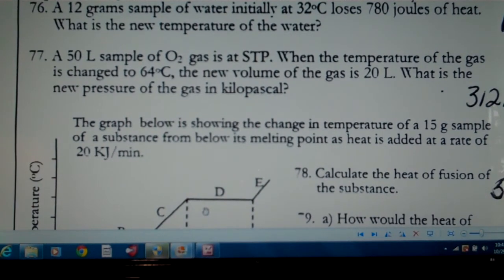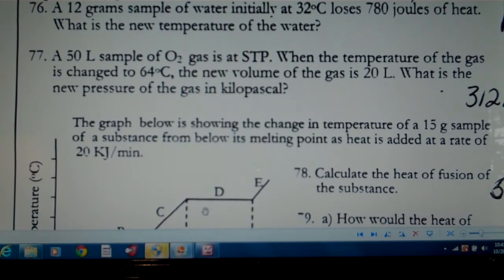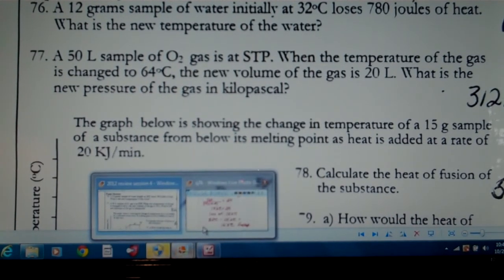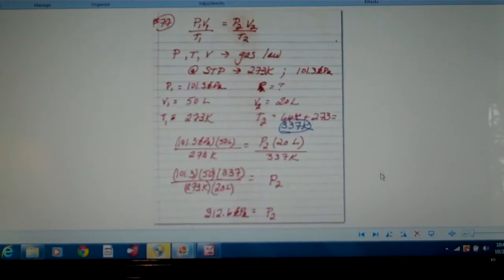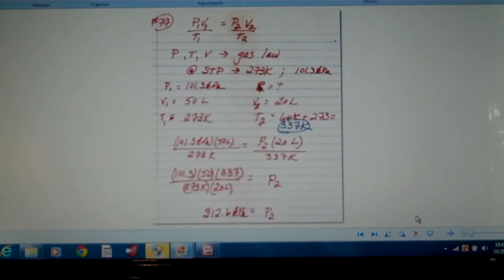For question number 77, we're going to take a look at the gas law because we have a pressure, a temperature, a volume. The only thing we have to be concerned about is the Celsius temperature that needs to be converted to Kelvin. So the setup will look something like this. Okay, so you have P1 V1 over T1 equals P2 V2 over T2.